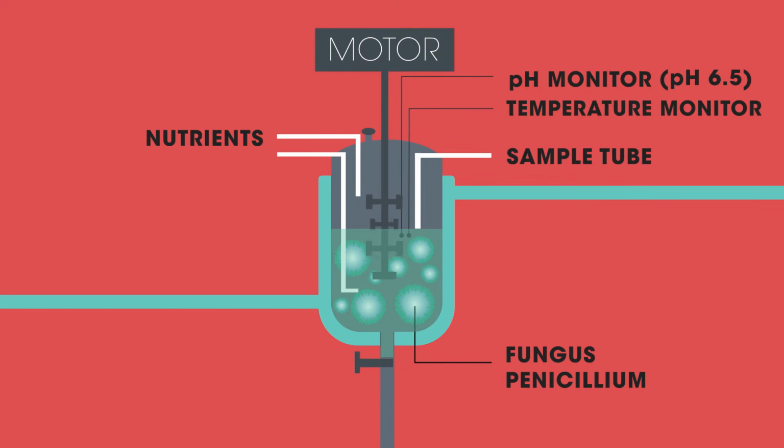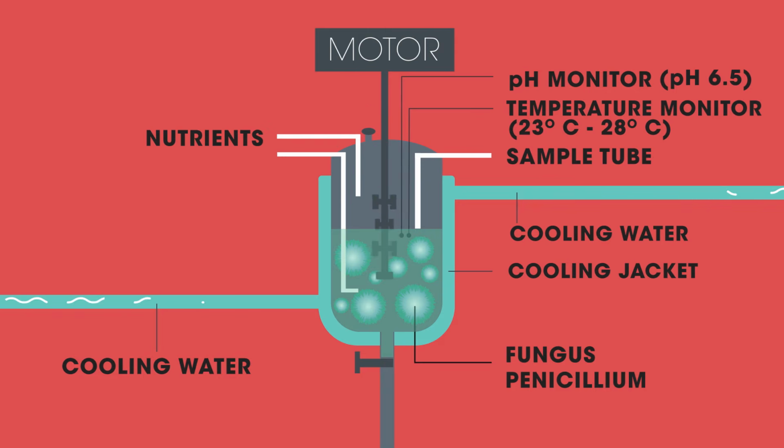2. Temperature. This is maintained between 23 degrees Celsius and 28 degrees Celsius, again to provide the optimum conditions for fungal growth. Temperature is monitored by the temperature probe and controlled by the cooling jacket. The fungi naturally produce heat as they respire, so the cooling jacket prevents the fermenter from getting too hot.